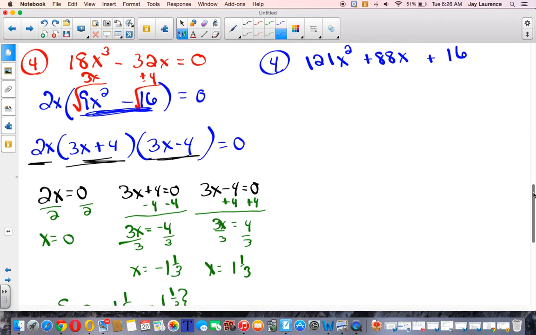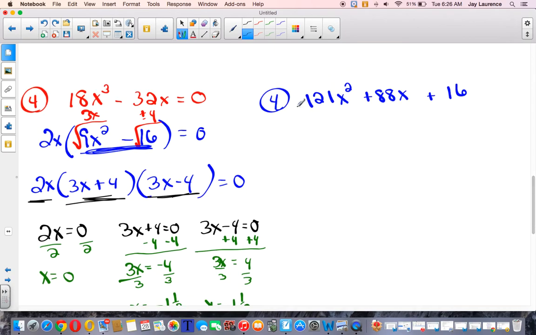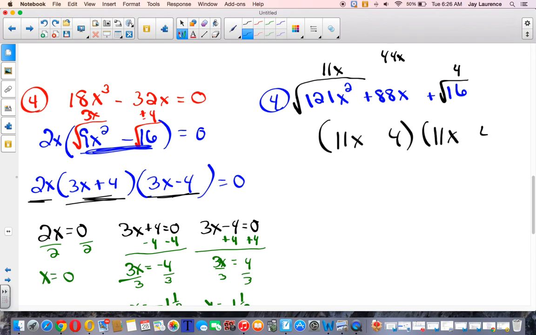Number 4, you go ahead and do it. Pause that video. Here comes my solution. All right, I'm going to take the square root. Going to double, get 44x. Oh, excuse me, going to multiply, then double. And I am going to get 88x. I like it. 11x, a 4, 11x, the 4, plus in the back, the Wendy's double stack. This time they're both positive.